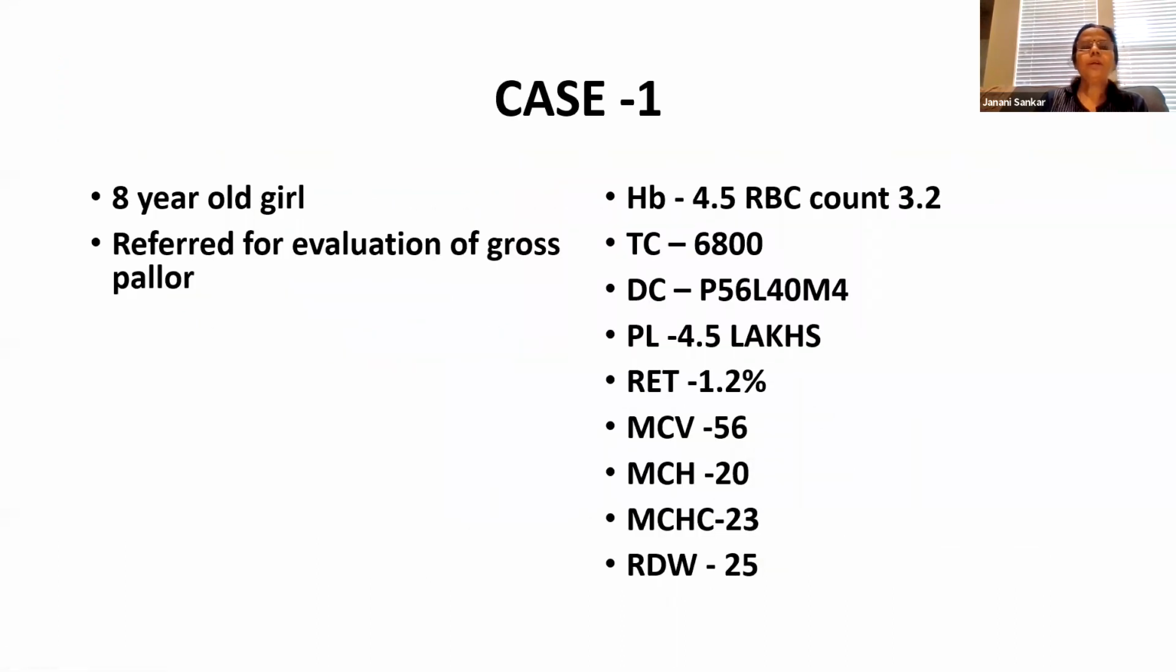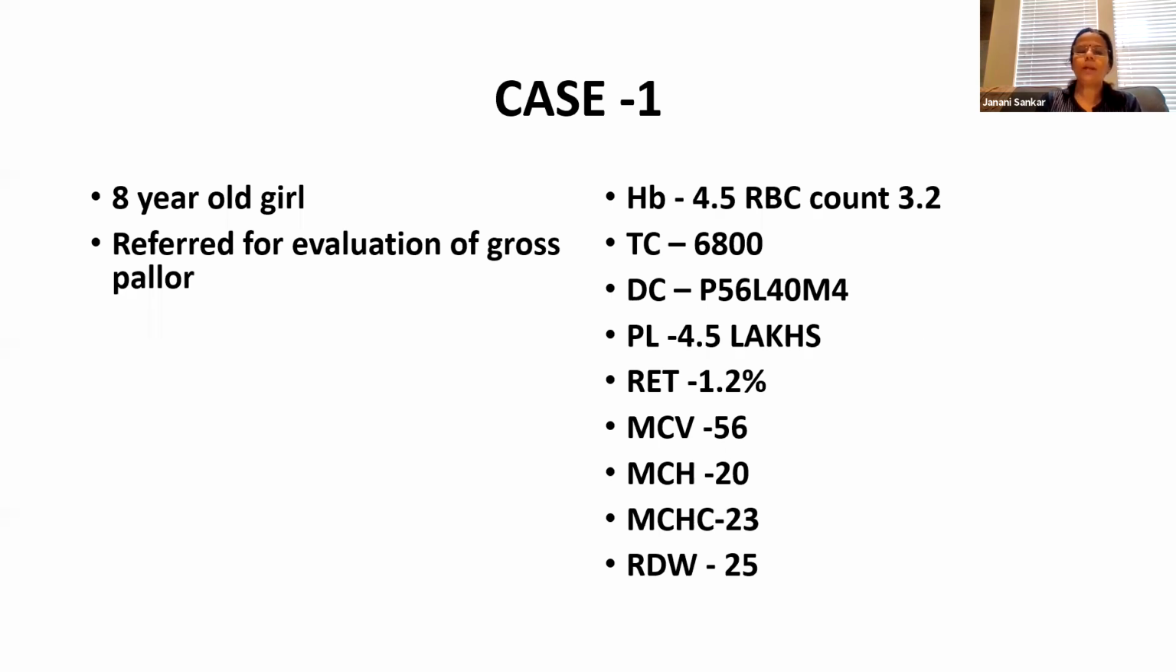So after going through the basics in Coulter counter, how different it is from your other ways of looking at the total counts and the differential counts, we move on to different cases. So this is an 8-year-old girl who was referred for evaluation of gross pallor. The primary pediatrician got really panicked when he saw her. She went for some other illness, and when he looked at her, she was grossly pale, and he was really worried, and he referred her to our ER.